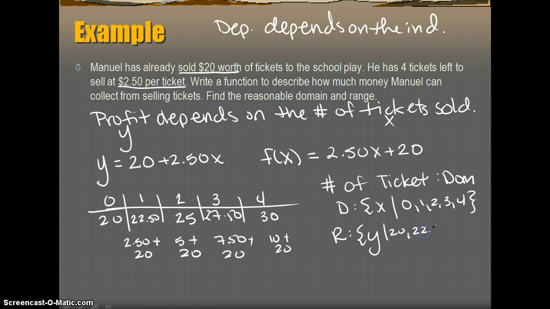So 20, 22.5, 25, 27.5, and 30. And that would be the end of what this question is asking. We've gotten all 3 parts. We have the function, the domain, and the range. It is super important to make sure that you start by finding out the dependent versus independent variables, and then from there working to find your equation, making it a function, and then finding the domain and range.